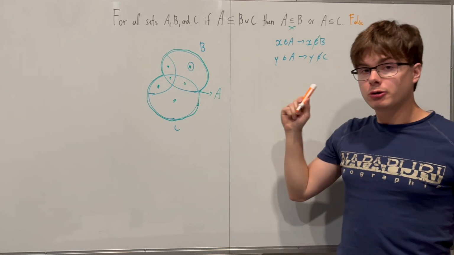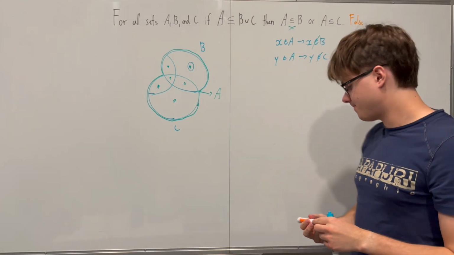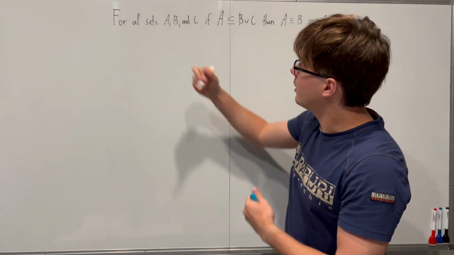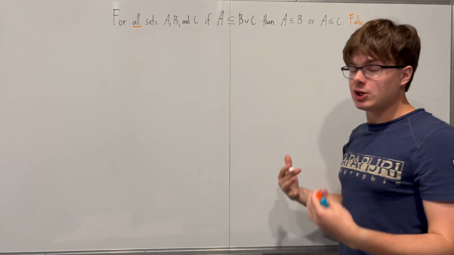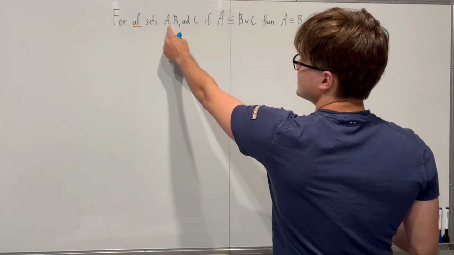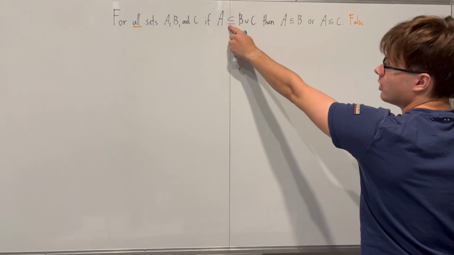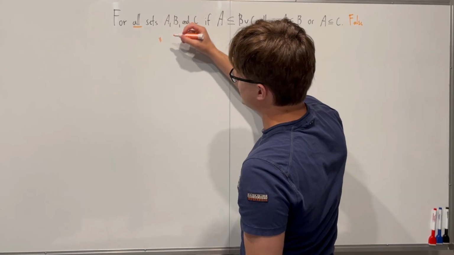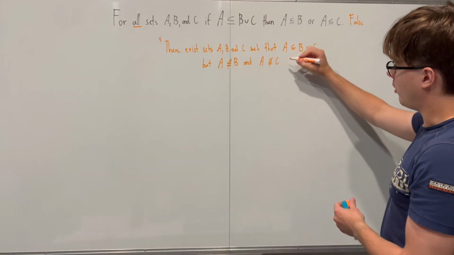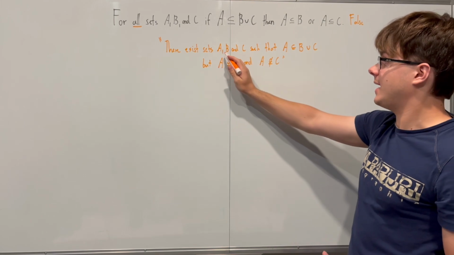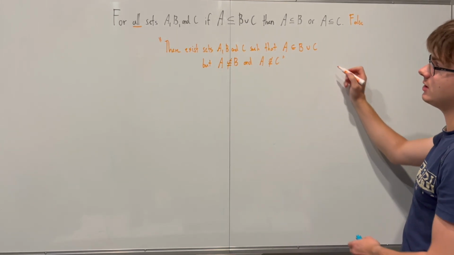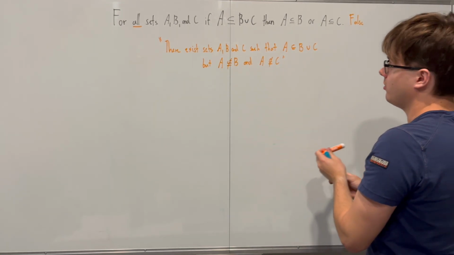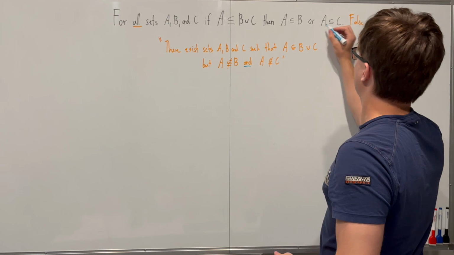So now let's go ahead and prove that this statement is going to be false. To prove a statement is false, we have to prove its negation. Now this is a for all statement. So the negation of a for all is going to be a there exist. There exist sets A, B, and C that follow this rule, but don't follow either one of these. So this means we need to prove the following statement. There we go. We have to prove that there exist sets A, B, and C such that A is a subset of B union C, but A is not a subset of B, and A is not a subset of C. Notice here how I used an and, and here we have an or.